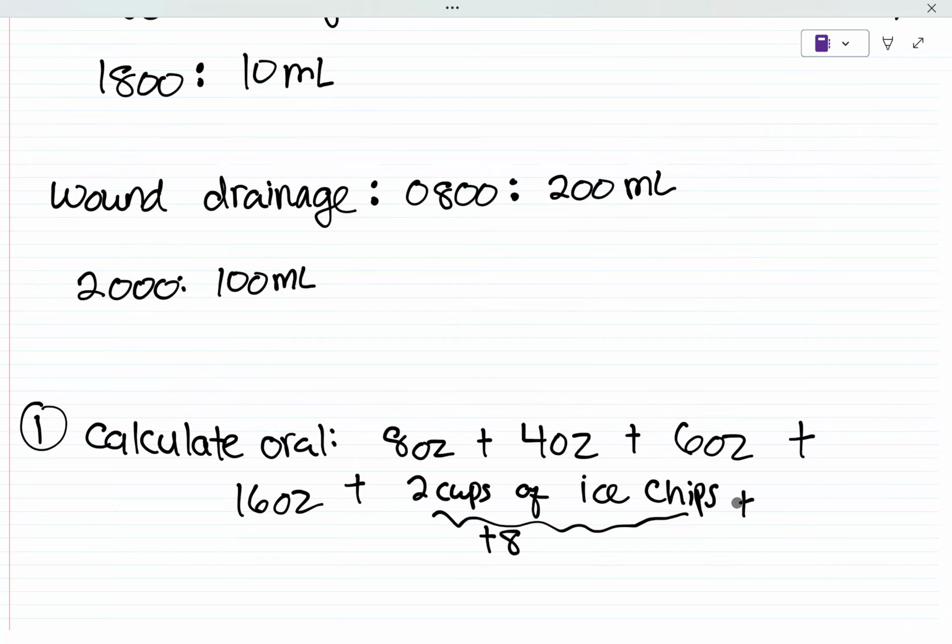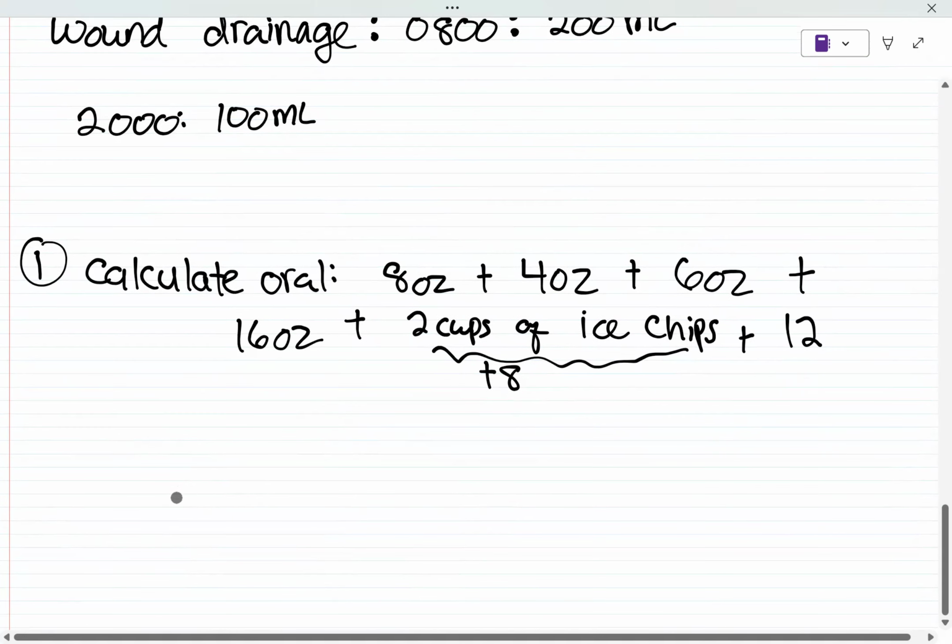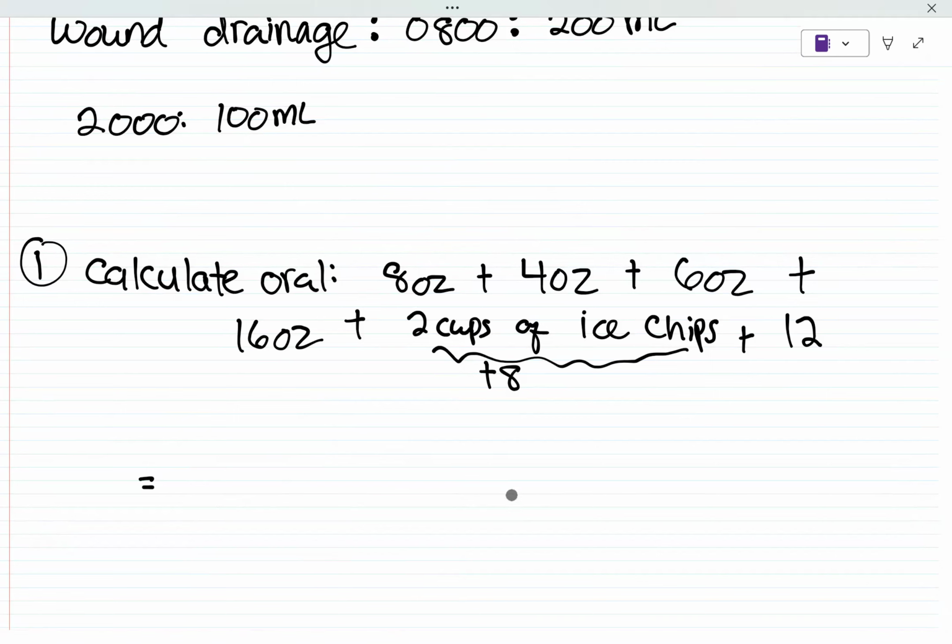And then lastly, for dinner, he had a 12 ounce diet soda. Okay, so add up all the liquids this patient took. So 8 plus 4 plus 6 plus 16 plus 8 plus 12 turns out to be 54 ounces.